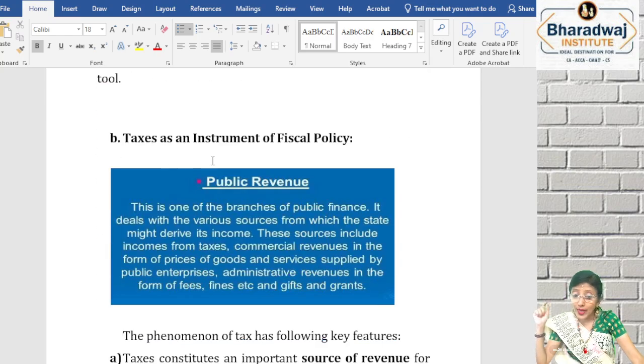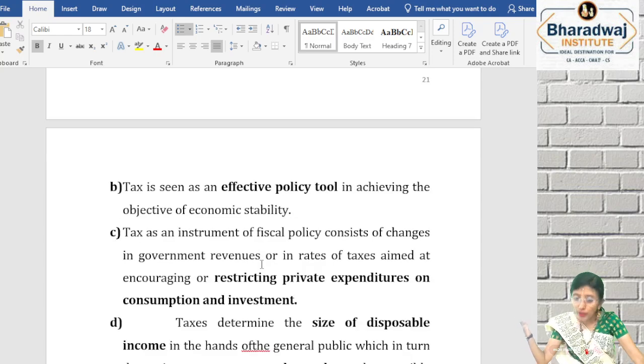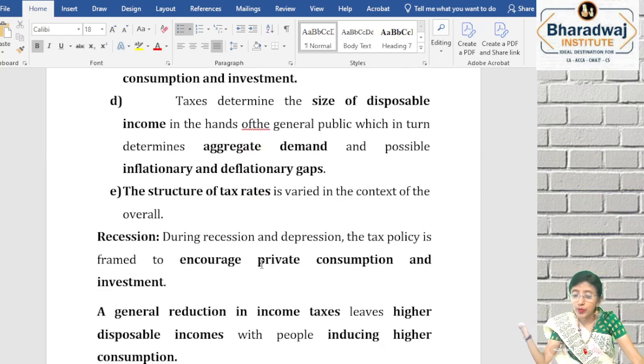Taxes. Tax alone is not the source of revenue. That is where this came into existence. This slide is very important. There are other sources of public revenue also. Tax is a very important tool. Taxes will be reduced during inflation or deflation? When do you have to reduce taxes?